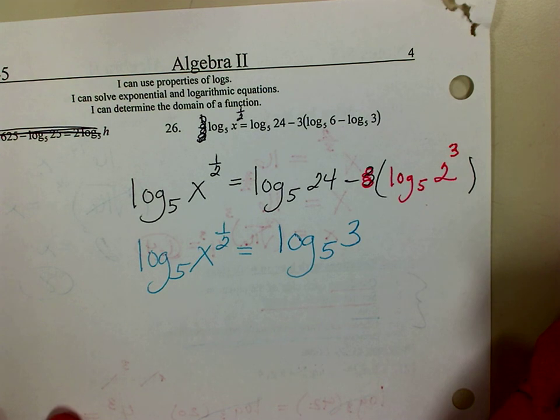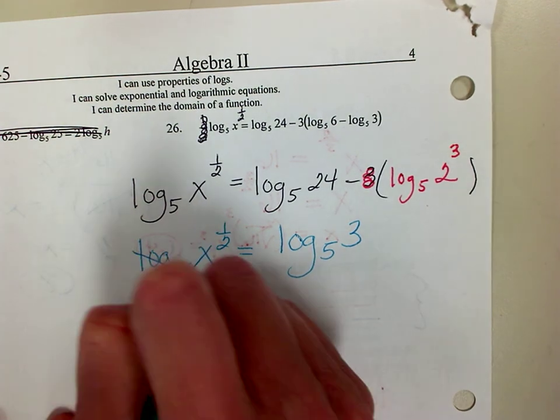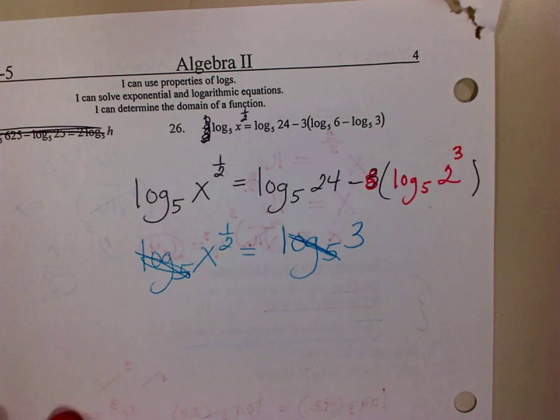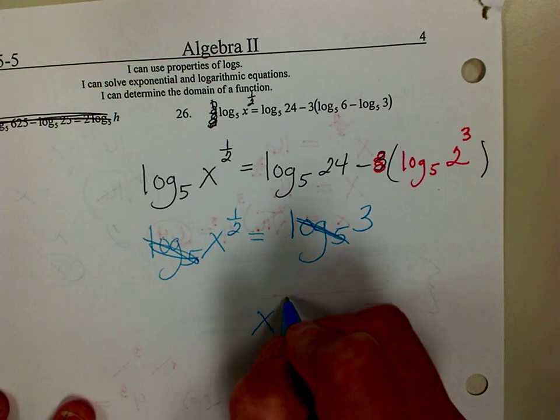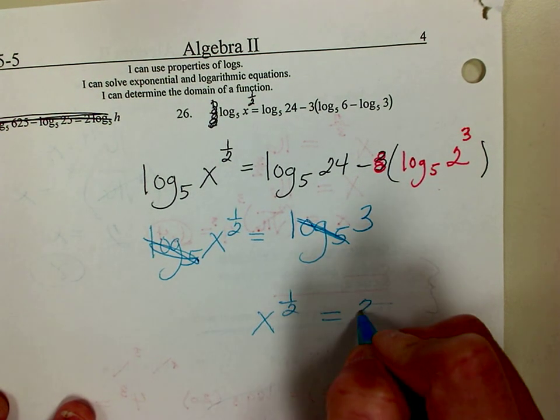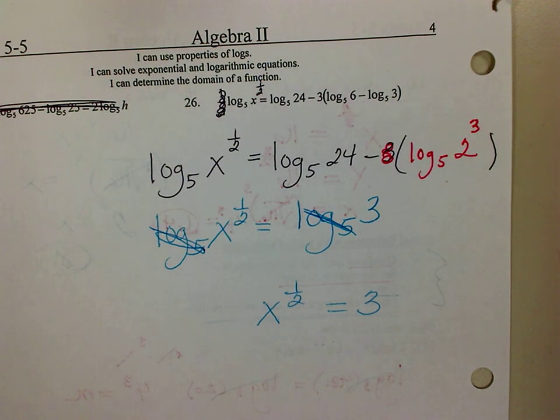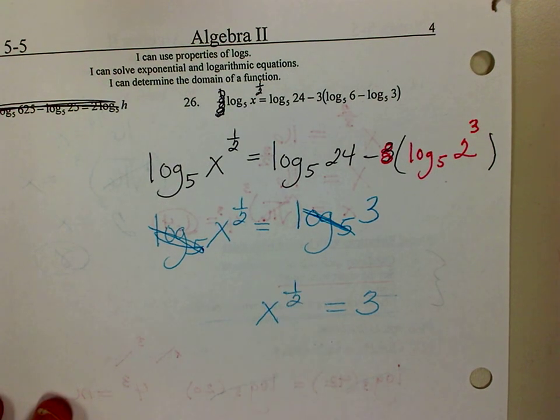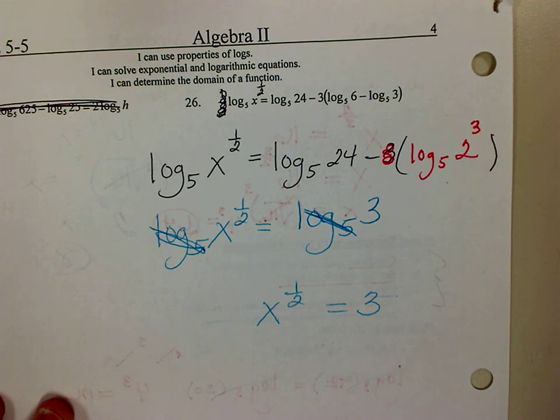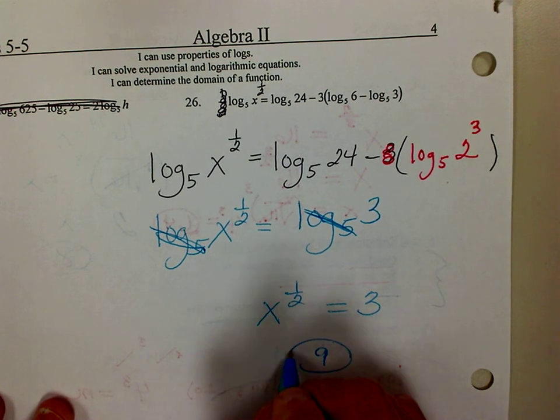All right, so now I am going to cross off the logs. I am left with x to the 1/2 equals 3. If you remember, this 1/2 is the same thing as the square root. So I'm trying to figure out the square root of what number is 3. That would be 9.